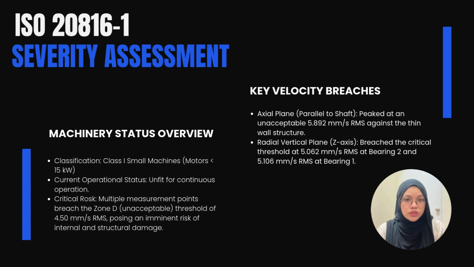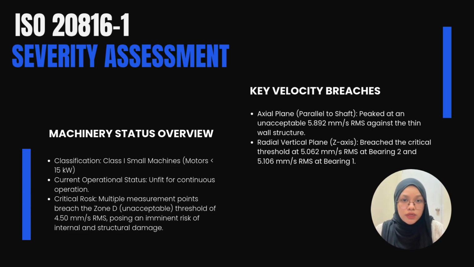Next, let's move on to our conclusion and engineering recommendation. To begin our evaluation under ISO 20816-1 standards, our rig is classified as a Class 1 small machine since the motor is under 15 kW. Our formal finding is that the motor shaft assembly is currently completely unfit for continuous operation. Multiple measurement points have breached the unacceptable zone D limit of 4.50 mm per second RMS, which presents a high risk of imminent structural damage if it stays online.